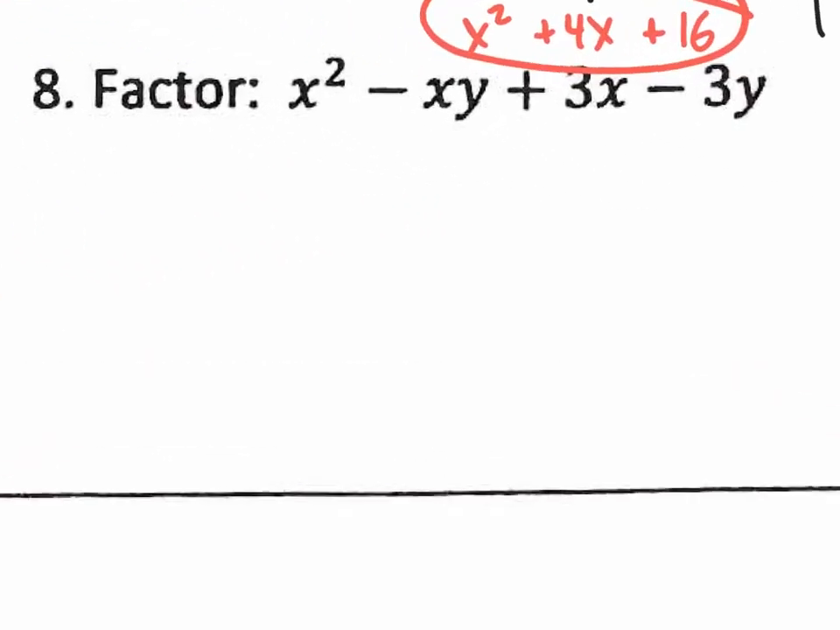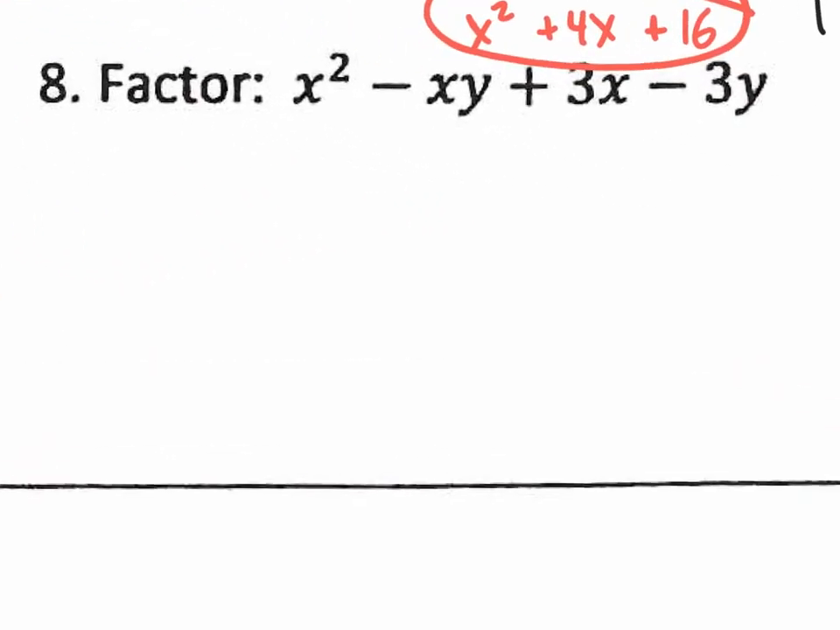Number 8, what kind of factoring are we going to do on this guy? You can't pull out a GCF from the whole thing, so we have to do 2 groups. We're going to factor by grouping. The first group will be x squared minus xy. The second group will be 3x minus 3y.